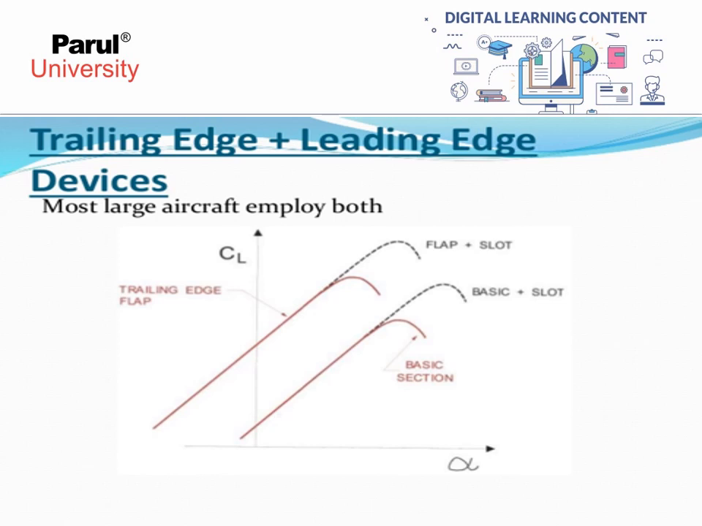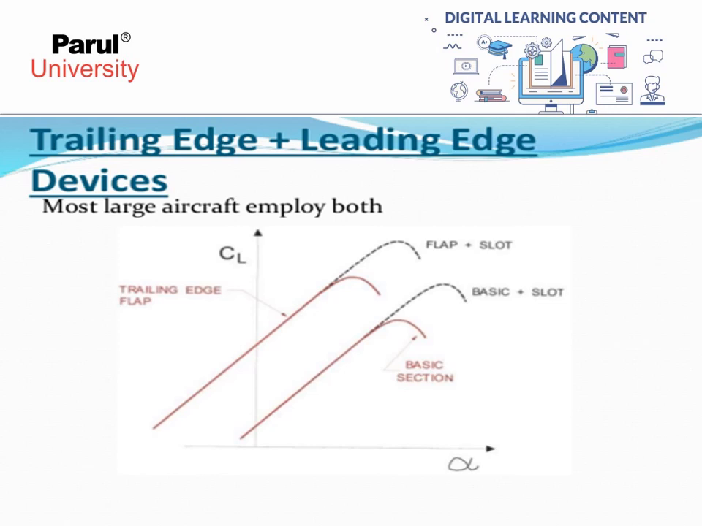Now we can see the CL value is increasing. If you are using the basic section only, and then only a trailing edge flap, we can see the CL value will be increased without slots, right? If you are using slots, then the basic section will be improved, and if it is used with the trailing edge, the lift coefficient will again increase, flaps plus slots.